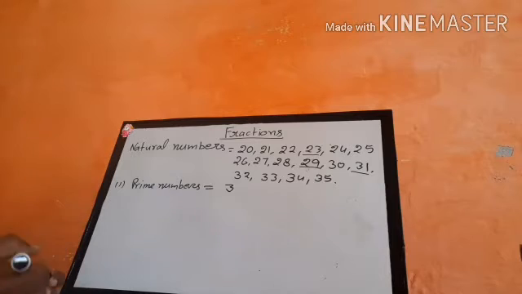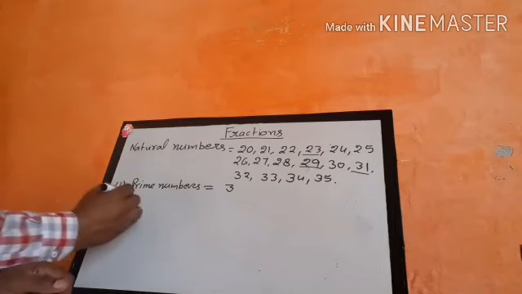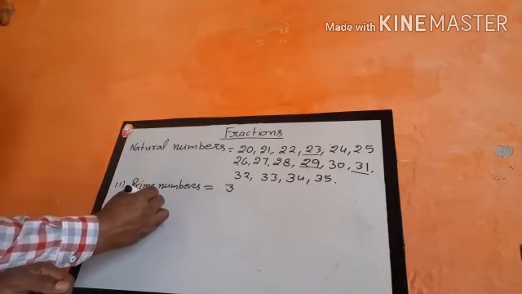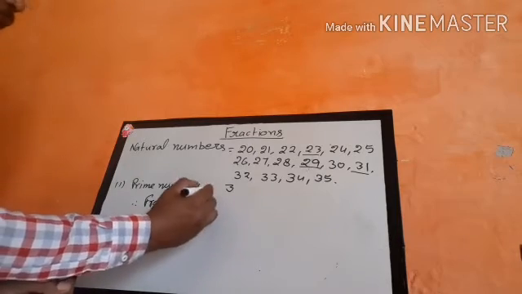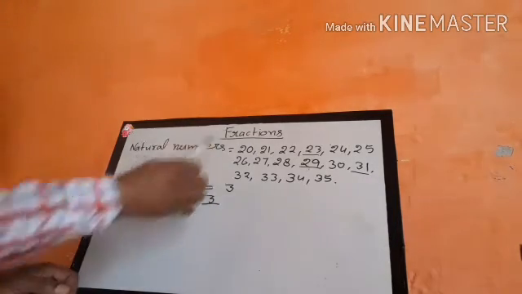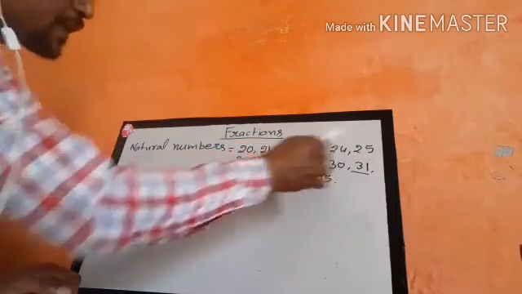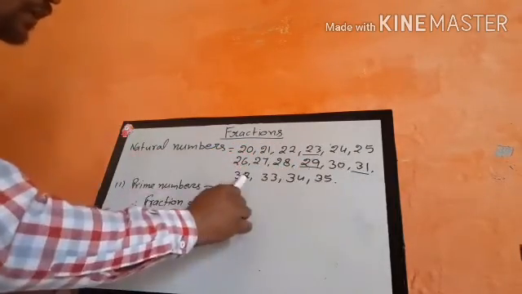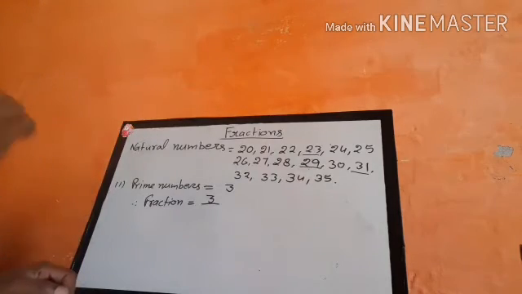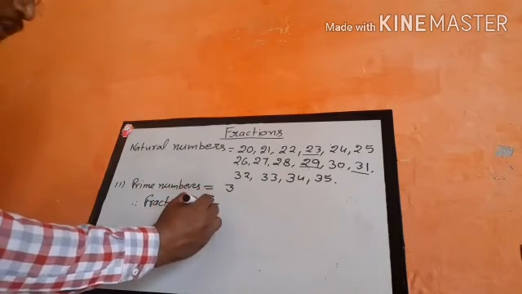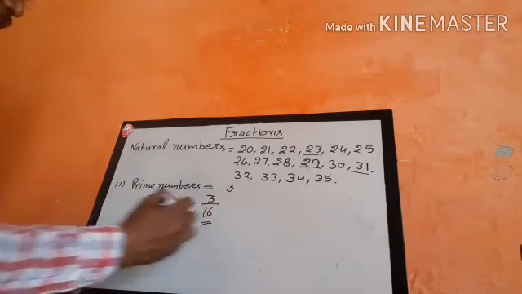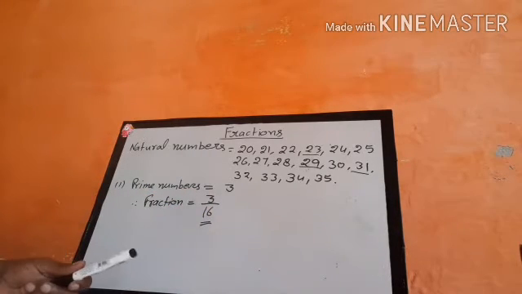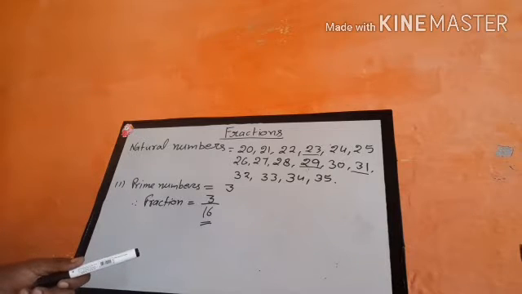So total 3 prime numbers are there. So let's find out the fraction. Therefore, the fraction will be: total number of prime numbers is 3, and total numbers are 1, 2, 3, 4, 5, 6, 7, 8, 9, 10, 11, 12, 13, 14, 15, 16. There are 16 total numbers. So write down the total numbers in the denominator. Here you get the fraction of prime numbers with total natural numbers.